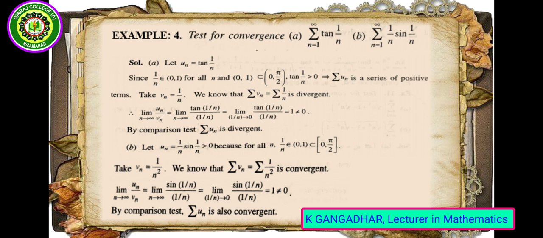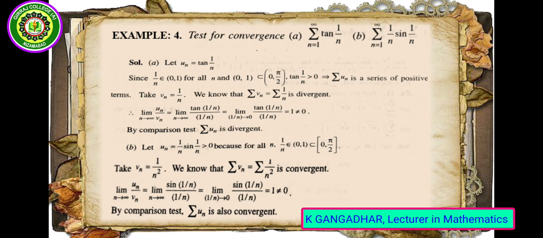We know that mod sin theta is less than or equal to 1 always. So apply both sides 1 by n into 1 by n. Already sin 1 by n is less than or equal to 1. So we choose Vn equal to 1 by n square.